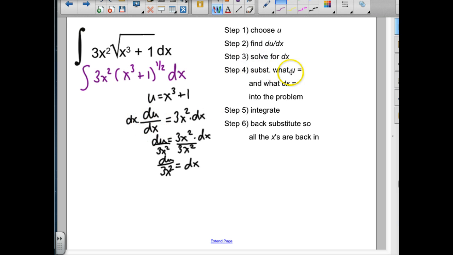Step 4, substitute what u equals, so that's this, with the letter u. And substitute what dx equals, which is this, in for dx. So let's do the substitution. Integral of 3x squared times u to the 1/2. So we've substituted, instead of x cubed plus 1, we're putting the letter u in there. And instead of dx, we're going to put du over 3x squared.